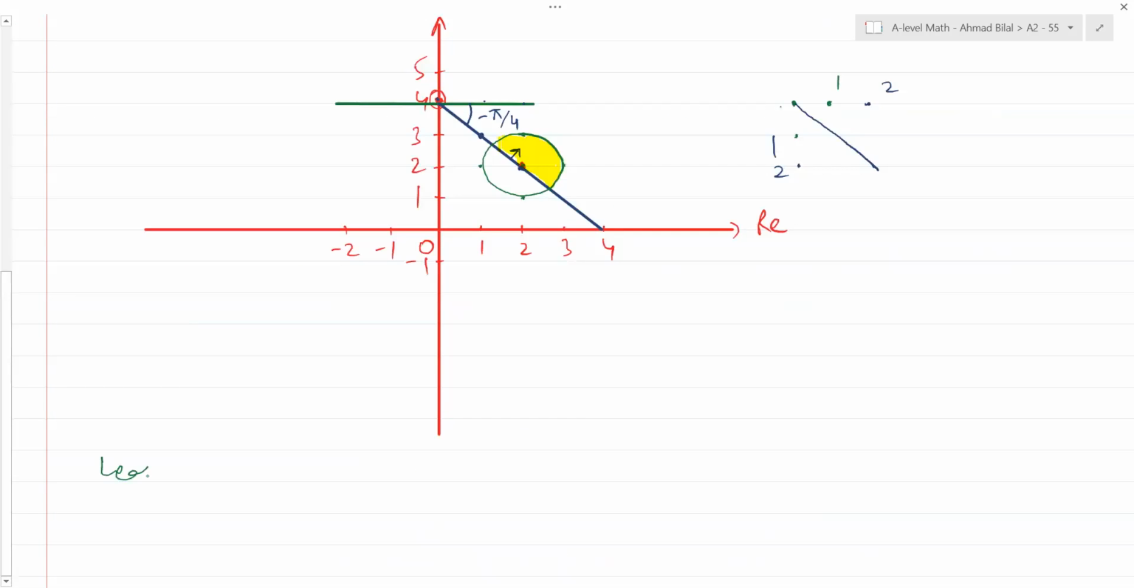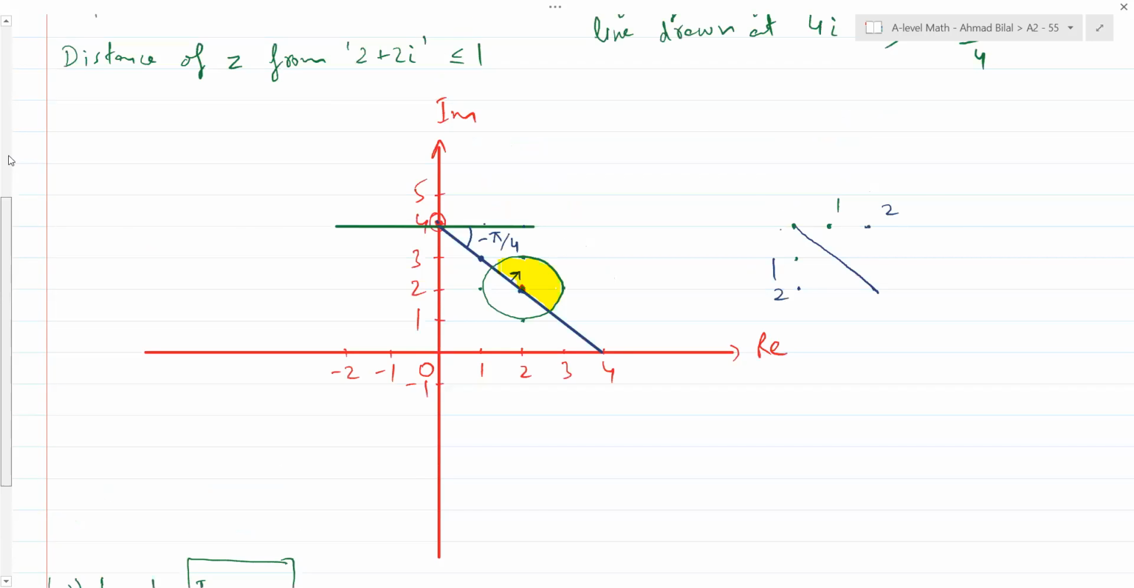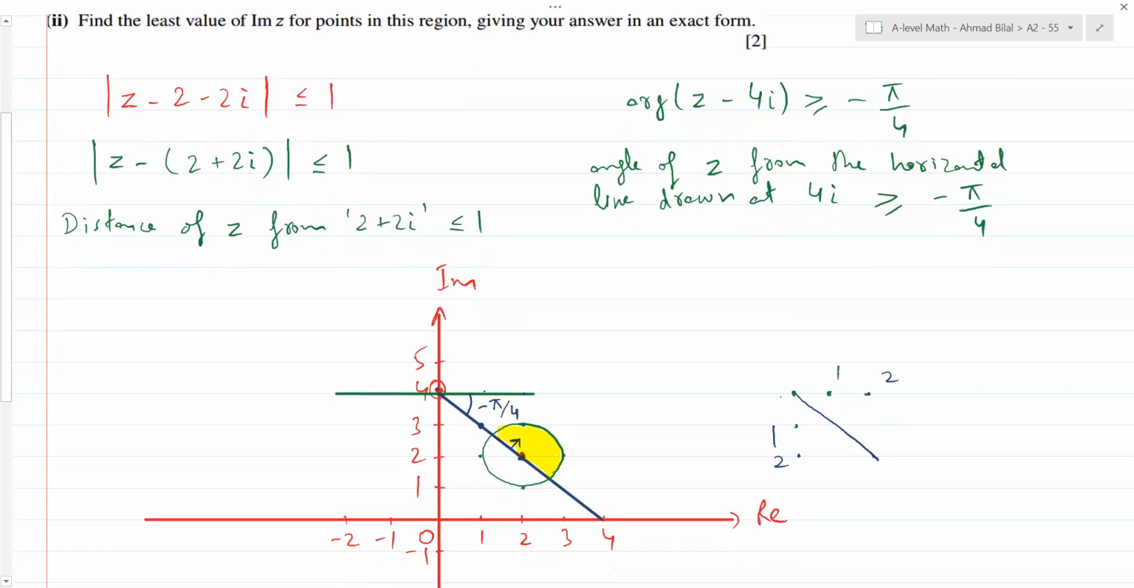Least y value. Like the value on the vertical axis. Exactly. Like y-axis. Yes. So basically, least value on the vertical axis. Imaginary part of z सबसे छोटा कब होगा? Now remember, z can be anywhere in this shaded part. What is the lowest point on the circle? So if you were to just mark that point, it is going to be right here. This is the lowest point in that region.